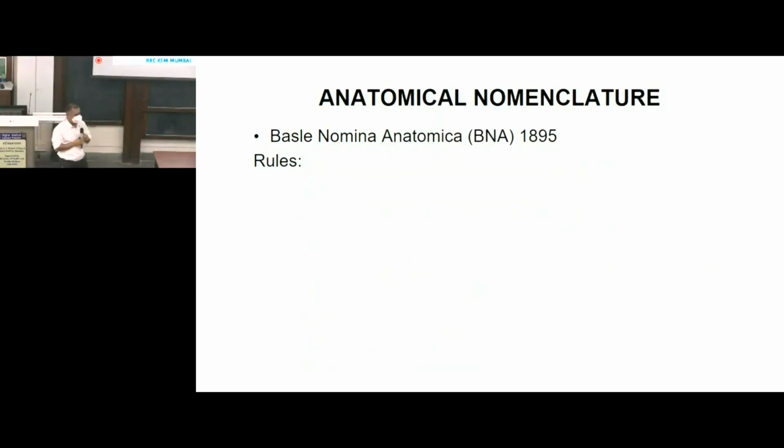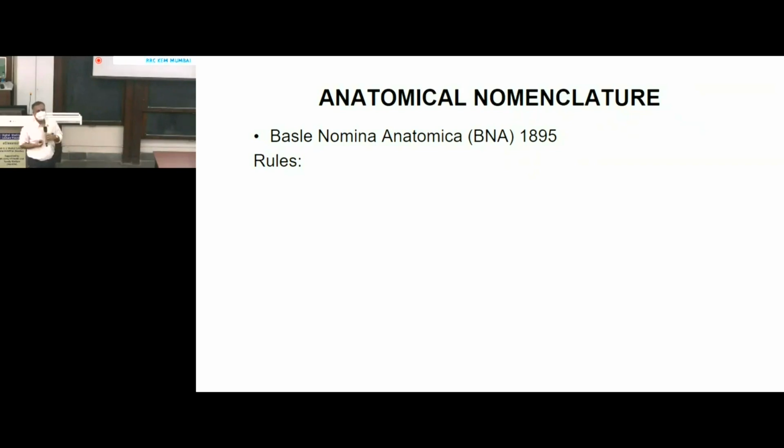on the principles of anatomical nomenclature. So this is the first formal document or a meeting that came out with a document where principles of naming structures of the body came out. This is called the Basel Nomina Anatomica, BNA. And you see the year 1895. That's the first time when people came together, discussed, and came out with these principles.